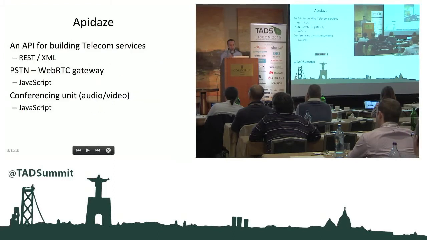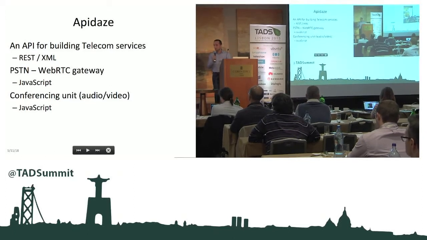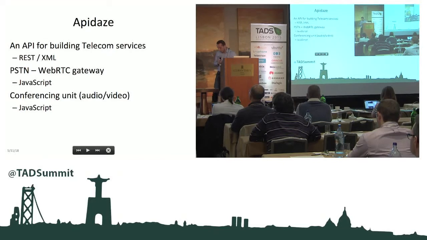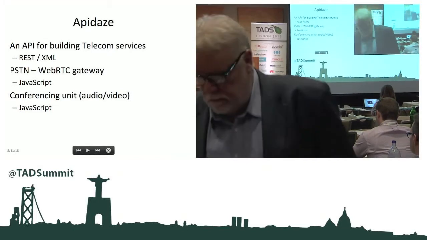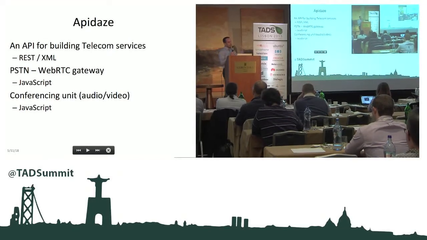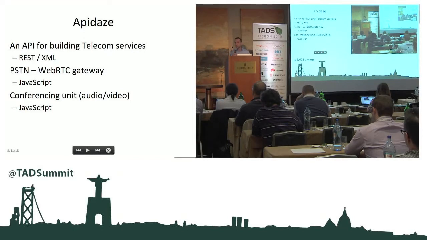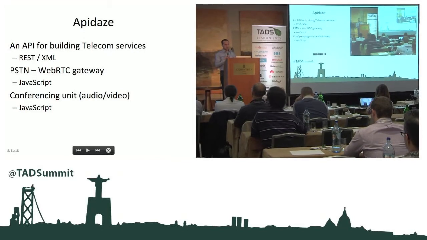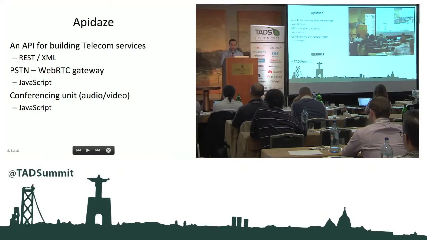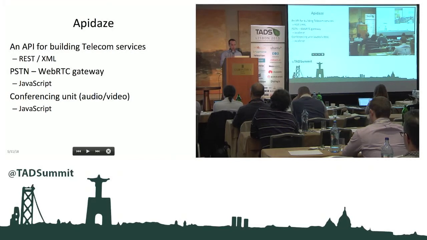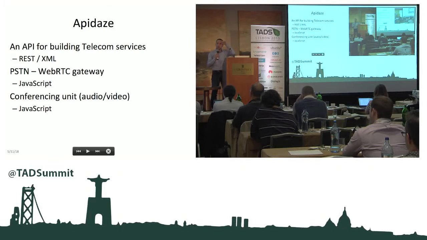We are Apidaze, and we have an API for building telecom services. We have a voice over IP infrastructure that we made available as an API that allows you to get phone numbers from us, write a script, and decide what will happen whenever someone calls one of your phone numbers. We also have a PSTN and WebRTC gateway, and a conferencing unit available to web developers in order for them to place and receive calls.